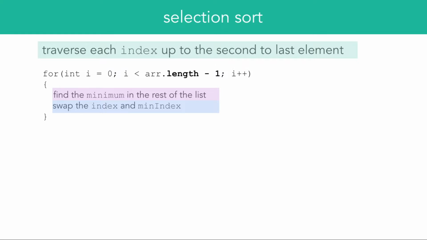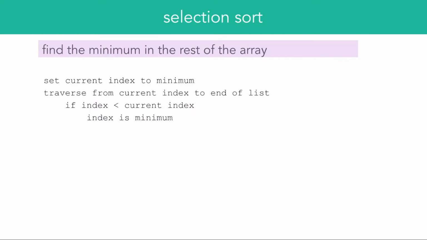Now that we have the traversal established, we can start focusing in on the other 2 tasks. First, let's figure out how to find the minimum value in the rest of the list. To find the minimum in the rest of the list, we need to do a couple of things. First, we need to set the current index as the minimum value.